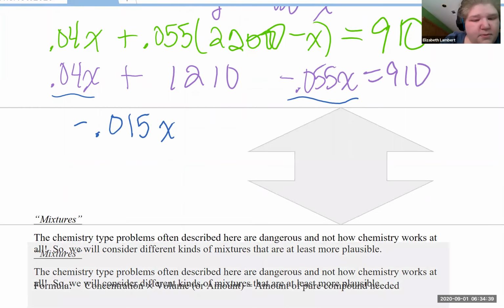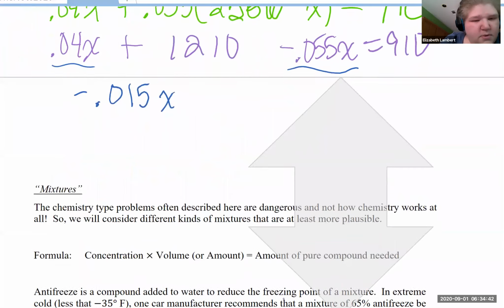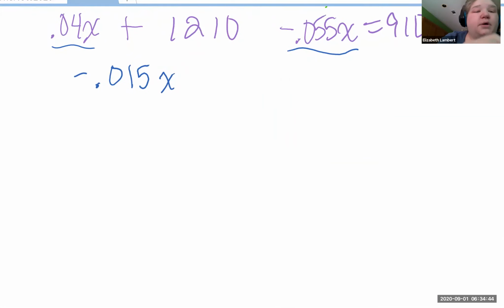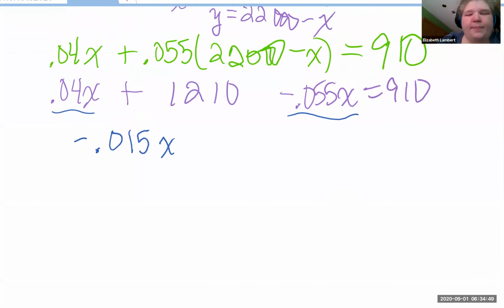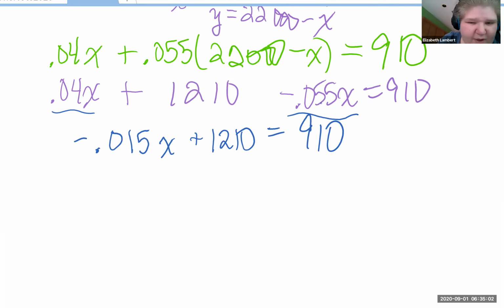Sorry, new program, getting used to it. All right. Now these were on the same side of the equal sign, so that's why I'm not adding 0.055x, because that would be adding it twice on one side of the equation. Remember, equations are like a two-pan balance. So if I add something to the same side twice, it's no longer balanced.